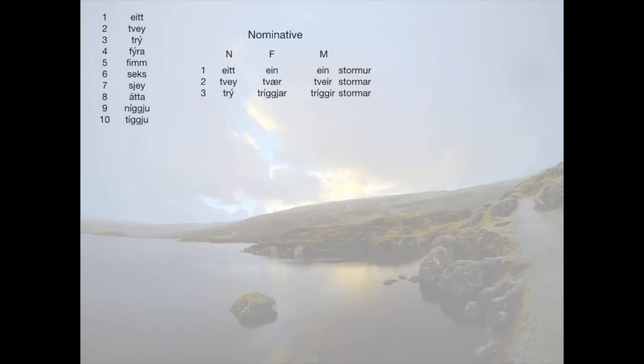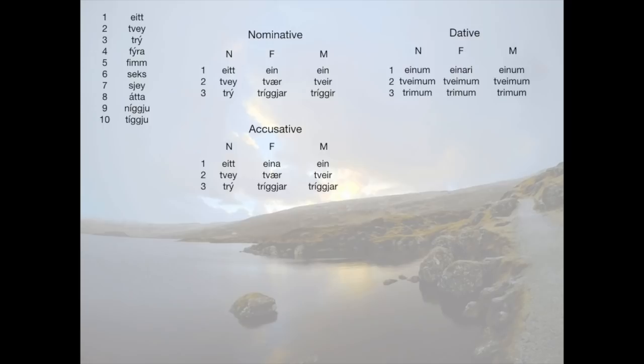The accusative, the only two differences compared to the nominative are the feminine one with an added a and the masculine three where the i goes to ja. The dative, almost all the same except for the feminine one, einari, compared to the neuter and masculine einum. The Faroese dative final m is pronounced n.